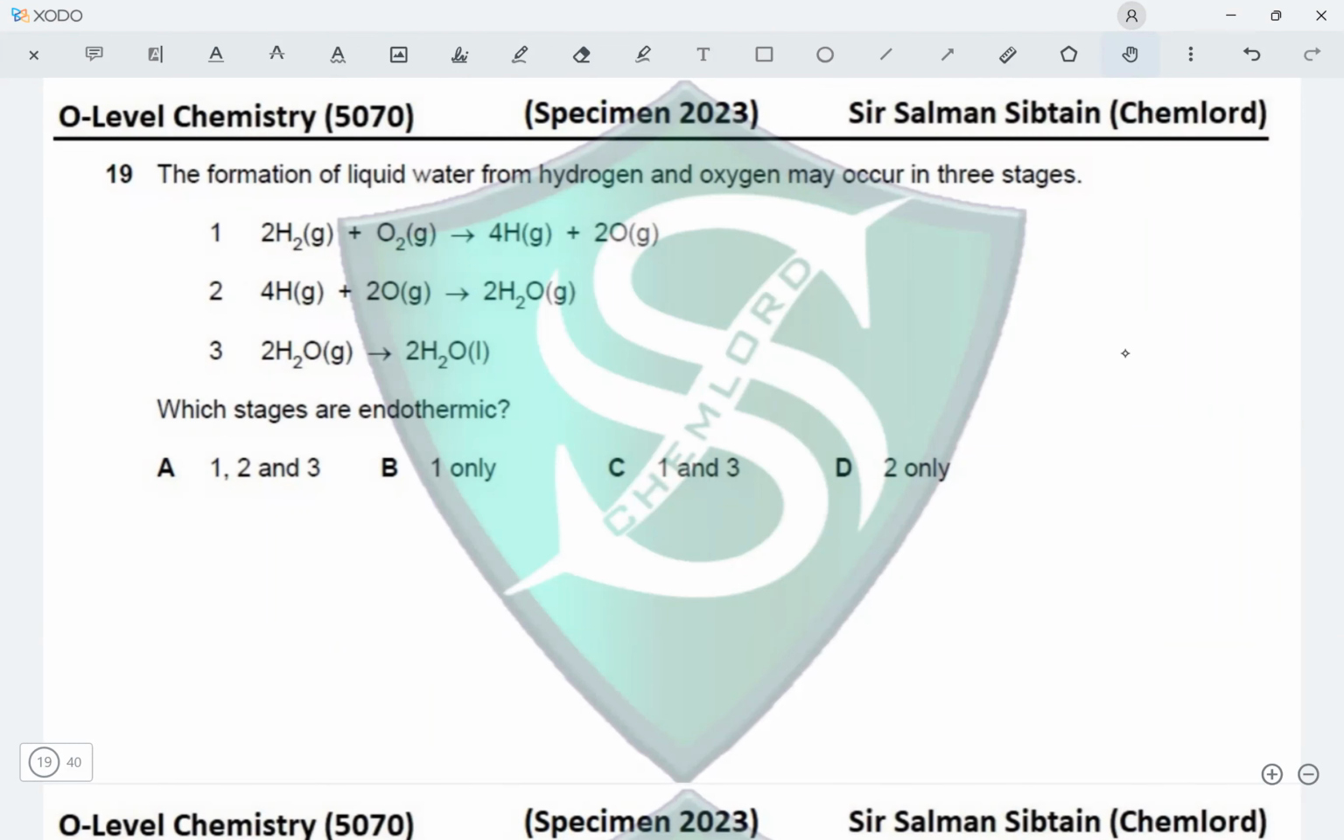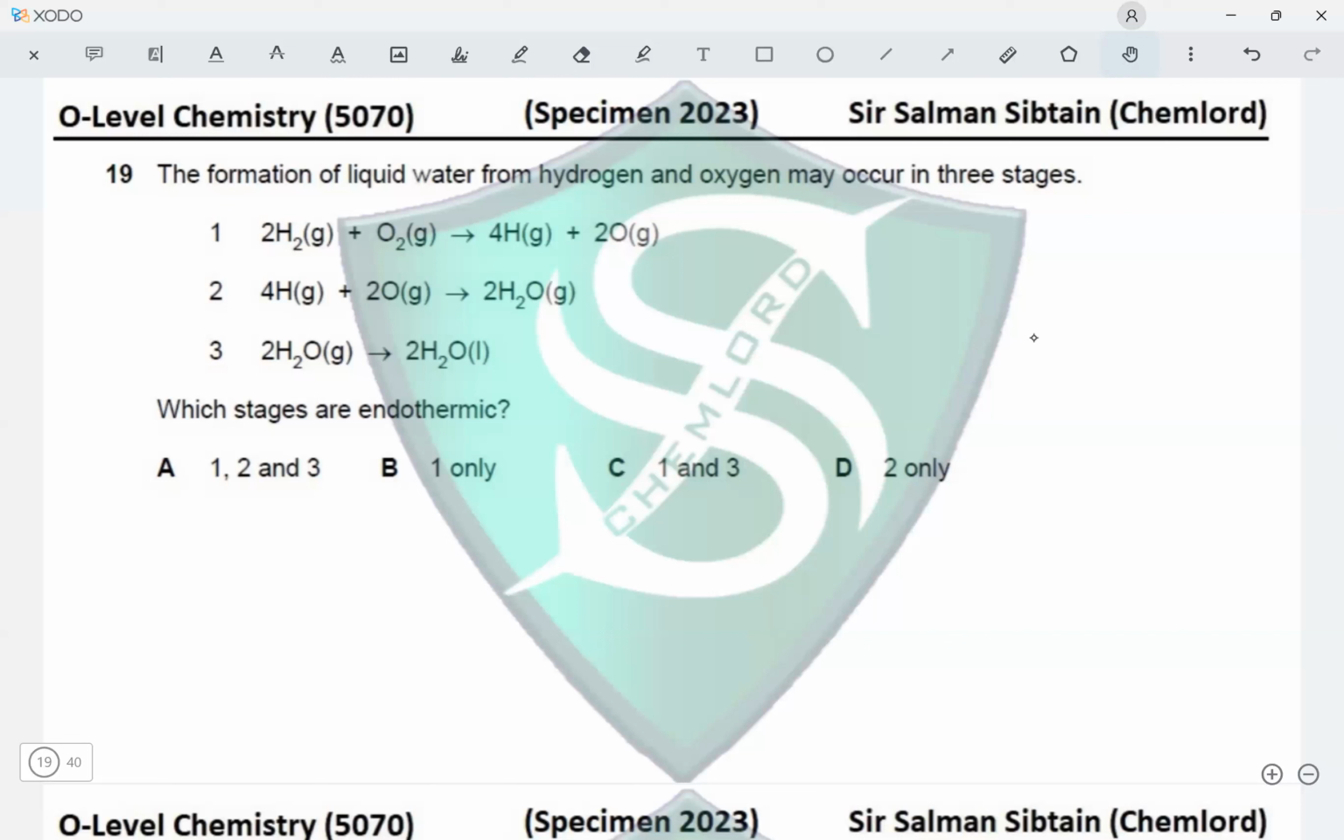Question 19. The formation of liquid water from hydrogen and oxygen may occur in three stages. Stage 1 has 2 moles of hydrogen gas reacting with oxygen gas, producing 4 moles of gaseous hydrogen atoms and 2 moles of gaseous oxygen atoms. Stage 2 has 4 moles of gaseous hydrogen atoms and 2 moles of gaseous oxygen atoms reacting to form 2 moles of steam. And stage 3 has 2 moles of steam converting into 2 moles of liquid water, which means steam is condensing in stage 3. Now the question is, which stages are endothermic?